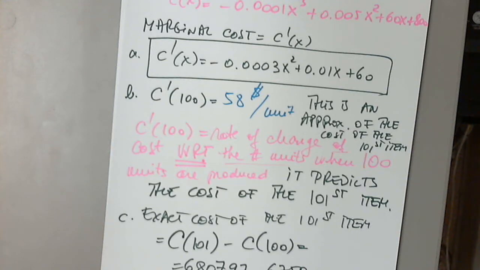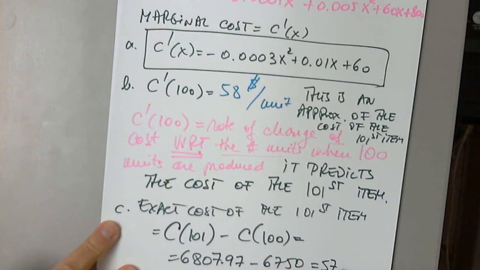So the marginal cost is 58. It predicts the cost of the 101st. So the exact cost cannot be 58, but it has to be close. What is it? 57.9. I need two digits at least. 57.97. Very good.